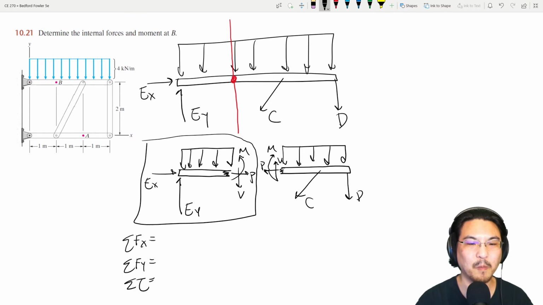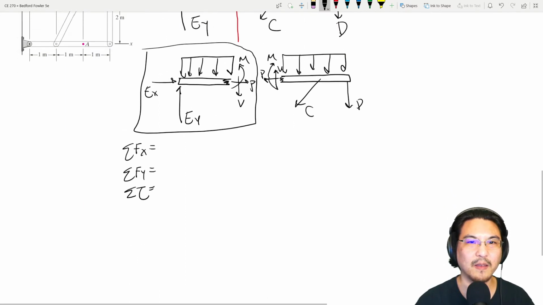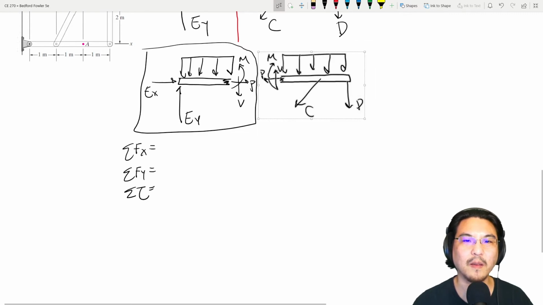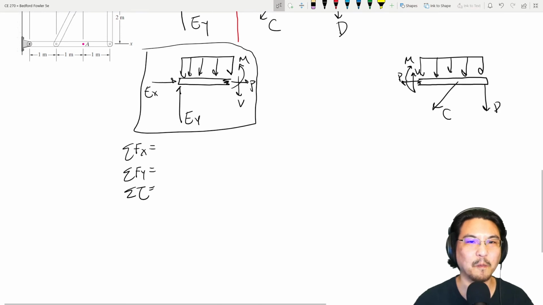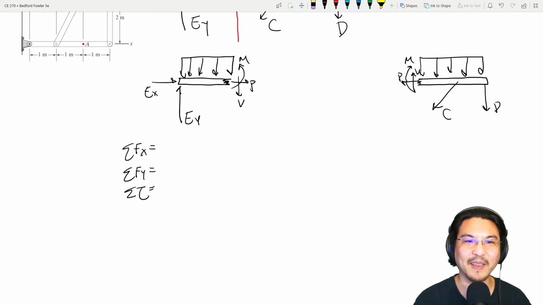So in the x direction, okay, let me move this over. Okay, so now that we have the section, you see this distributed load. Now that we cut the section, it's okay to represent this distributed load as a single discrete force. So we can replace this with a single force that is the area of the shape.